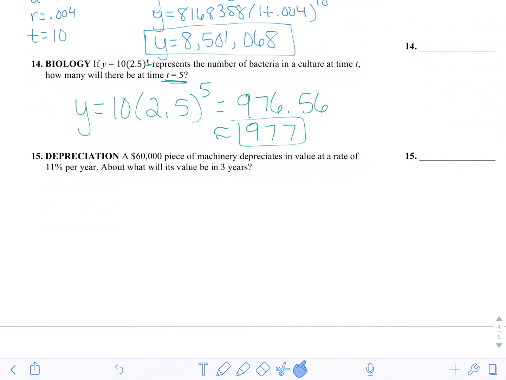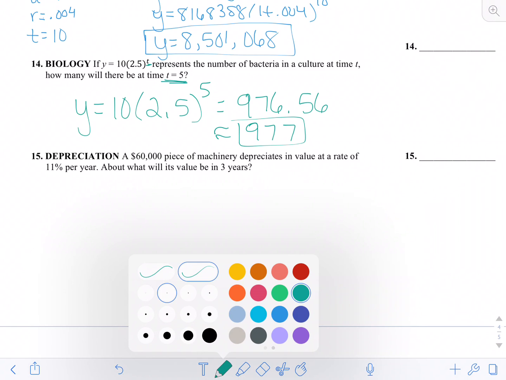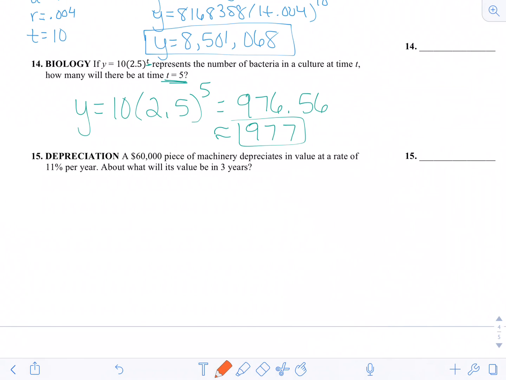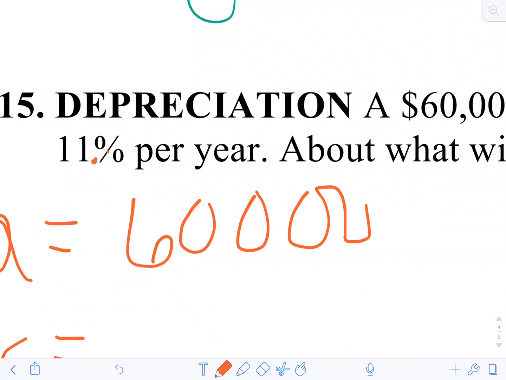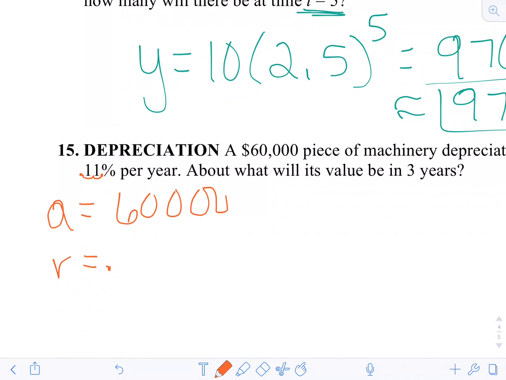All right, 15. A $60,000 piece of machinery depreciates in value at a rate of 11% per year. About what will its value be in 3 years? So again, just remember ART. Initial amount was 60,000. Rate: gotta make this into a decimal. When I look at this, my decimal's here. Move it over twice, so I have 0.11.